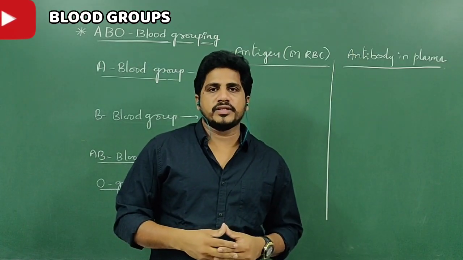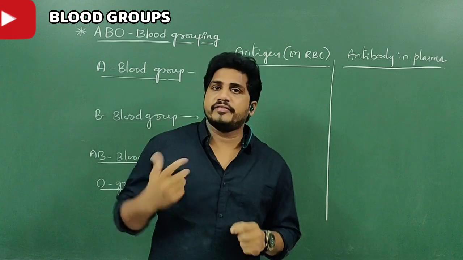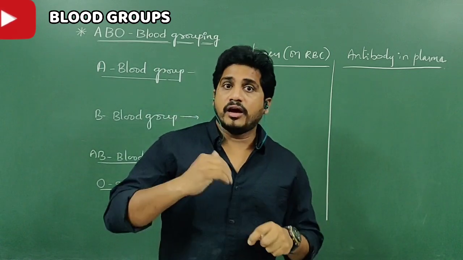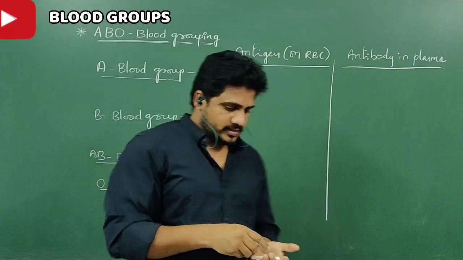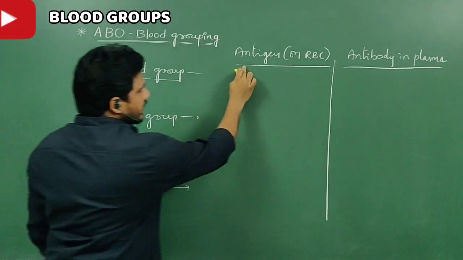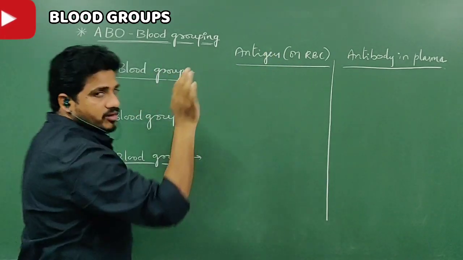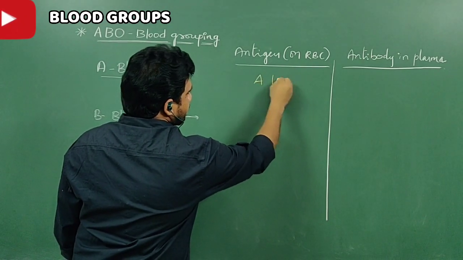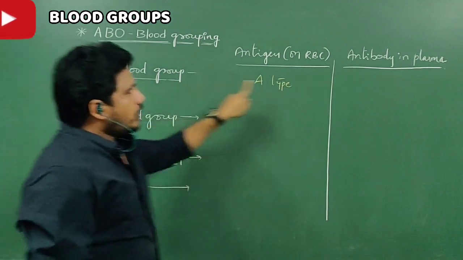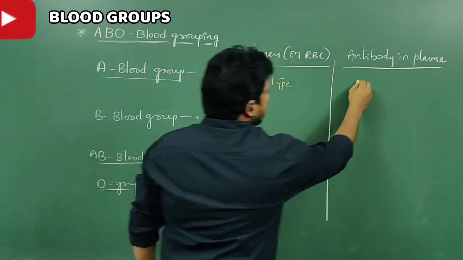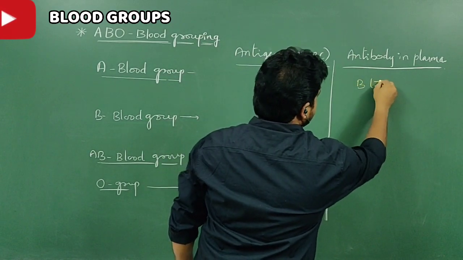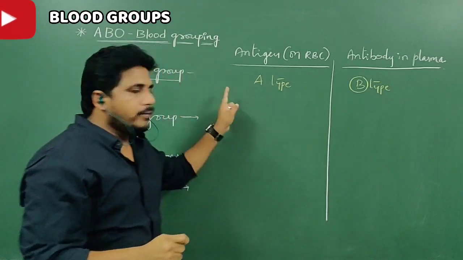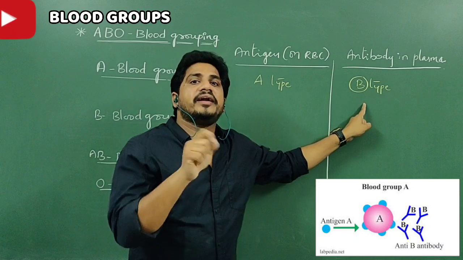Just before, we came to know the different types of antigens that exist in different blood groups. Now, along with the antigens, antibodies are also present outside the RBC, nothing but inside the plasma. Let us see. In an A blood group person, antigen is present on the RBC. But what type of antigen is present in A blood group? A type. In an A blood group person, what type of antibodies are present? B type. This is very important. Antibodies are present inside the plasma. But an A blood group person consists of B antibodies.